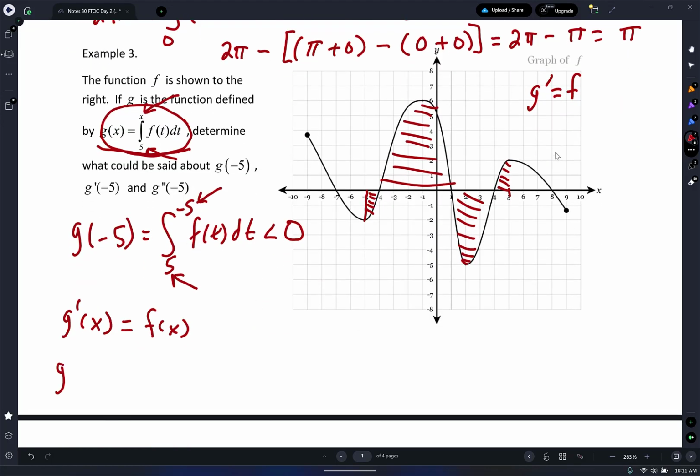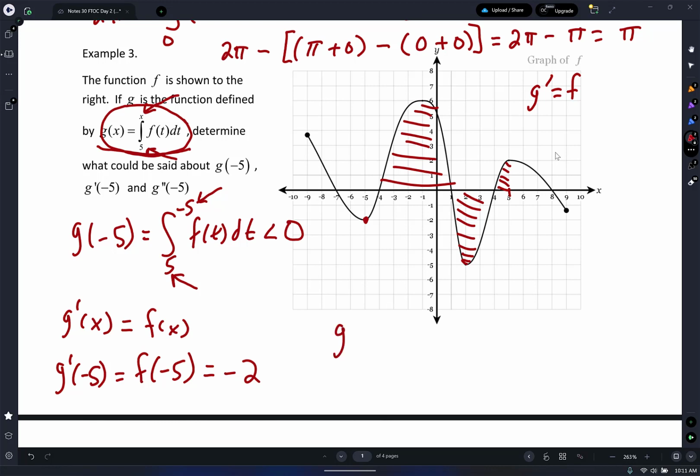All right. So now I'm going to write g prime of, was it negative 5? G prime of negative 5 is the same as f of negative 5. So that I can tell what the value is, I go right to it, and I can see that it is negative 2. So that's what g prime of negative 5 is. Cool or not cool?